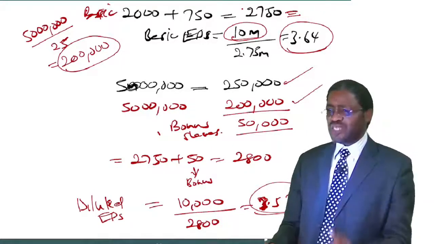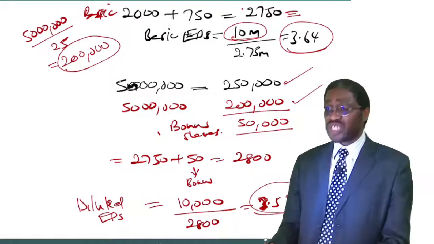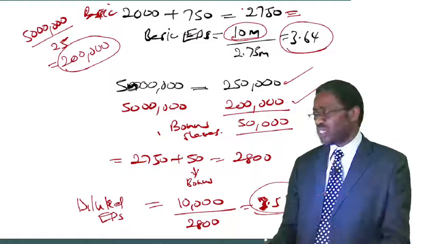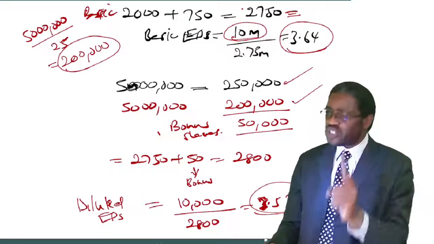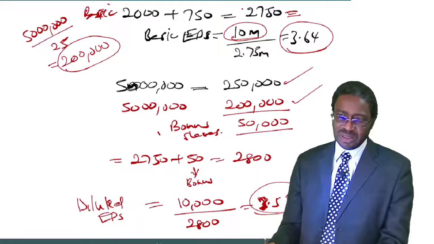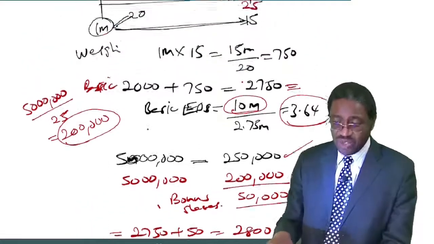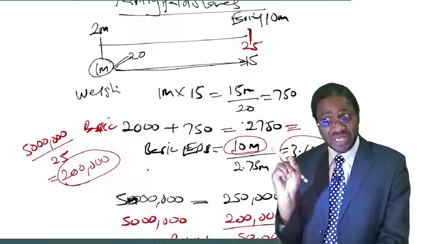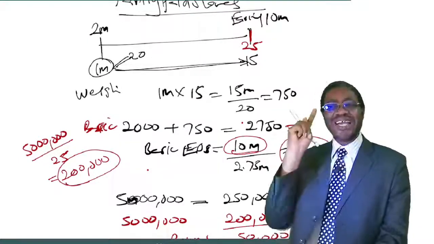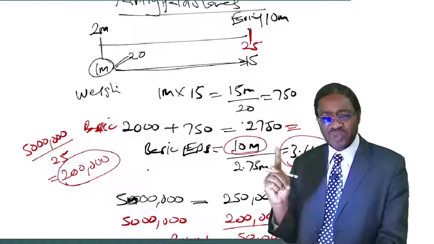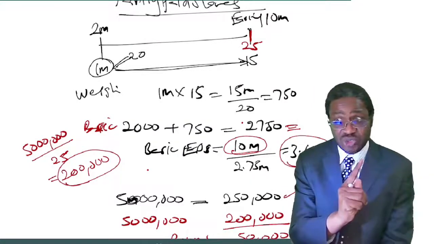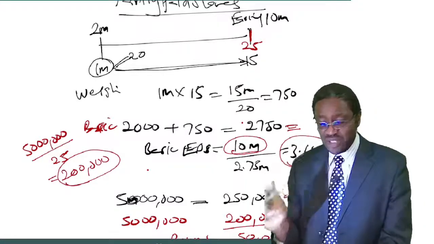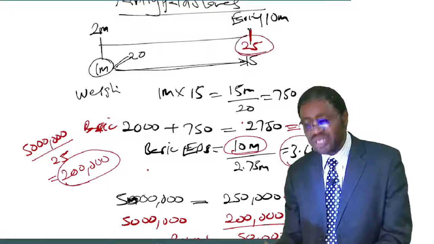Now, I hope you have noted that for partly paid shares to be considered dilutive, there is a condition that must be met. What is that condition? There must be an increase in the market price per share since the date of the issue, which in our case we are assuming to be 25.